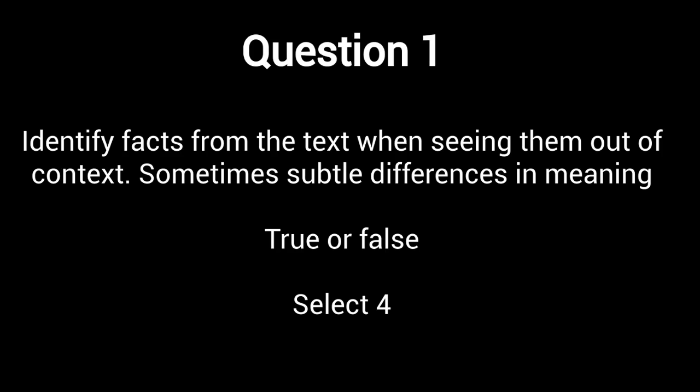So question 1 is about identifying facts from the text that you're given when you see them out of context. So these facts are going to be listed underneath where question 1 is written, and you need to tick the ones that you think are true. Sometimes there are subtle differences, so don't rush this question. Although it's simple, most students end up getting 3 out of 4 on this question because they've missed a subtle difference. So do go back and double check your answers in this question.